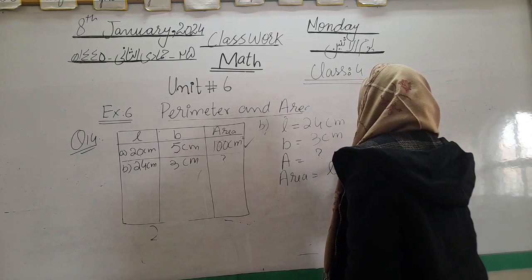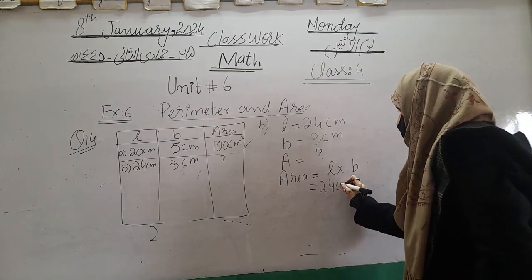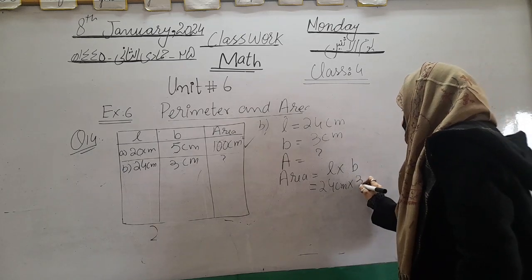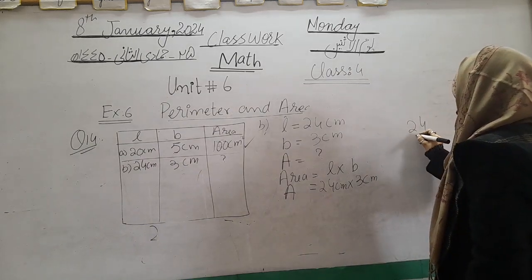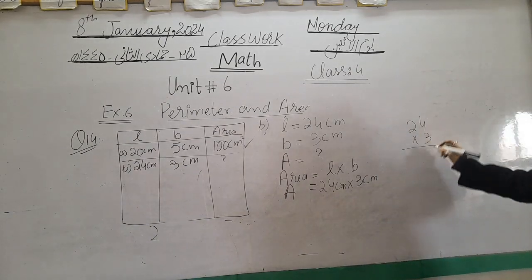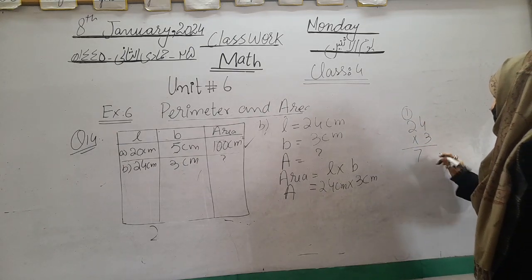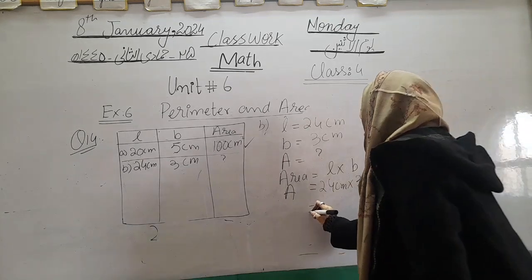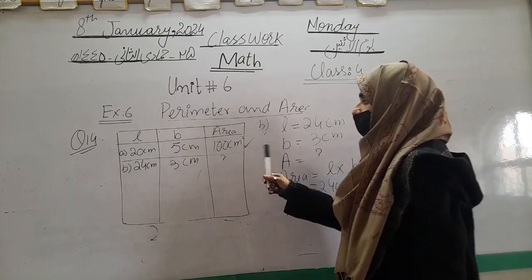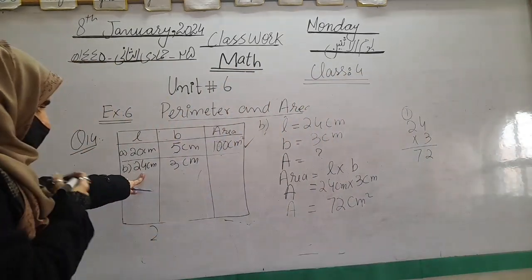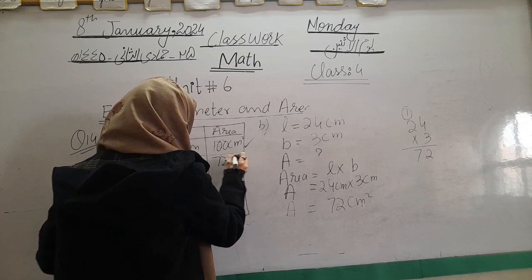Now put the values. What is the length in it? Length is 24 centimeter. And what is the breadth? Breadth is 3 centimeter. Now we'll multiply it. 3 fours are 12, carry 1, 3 twos are 6, plus 1 is 7. The answer is 72 centimeter squared. So when the length is 24 centimeter and the breadth is 3 centimeter, the area is 72 centimeter squared.